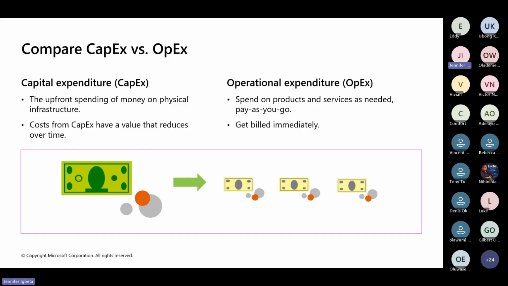Anytime someone purchases something from you that has been used before, it becomes second hand, as we normally call it. And anything second hand is also very affordable compared to when we just purchased it outright. So that's exactly what capital expenditure is. Now let's go to operational expenditure. It's when you spend on products and services as needed.